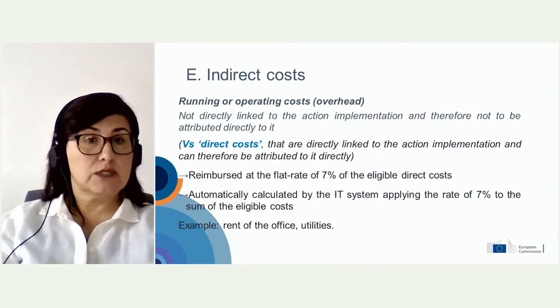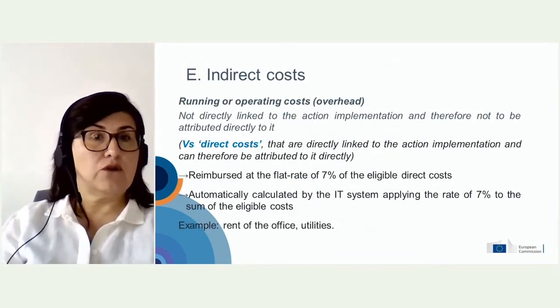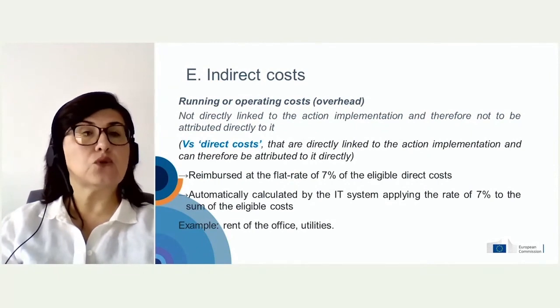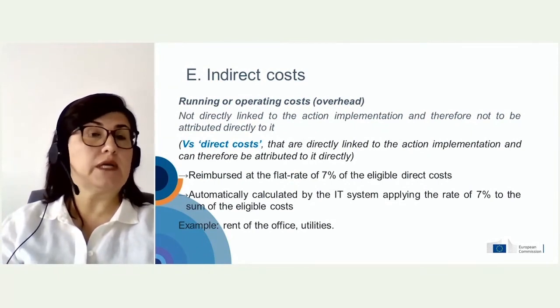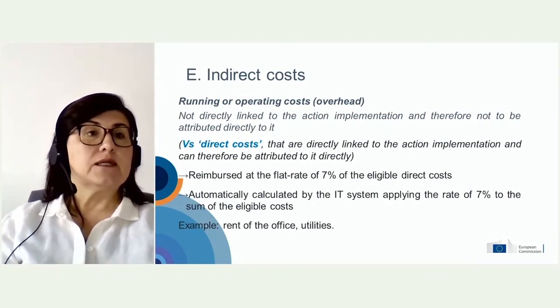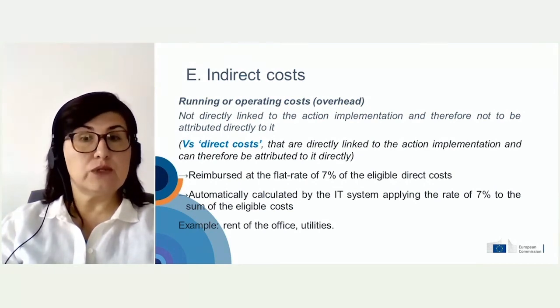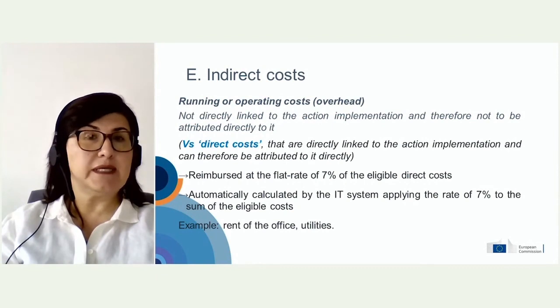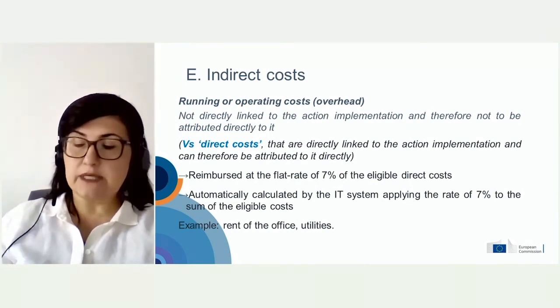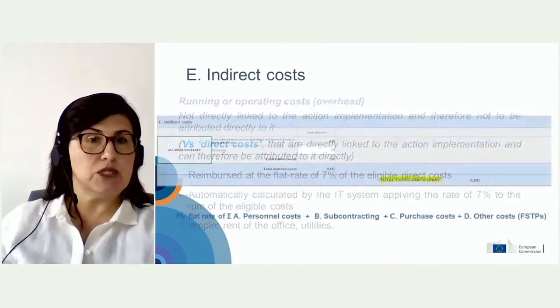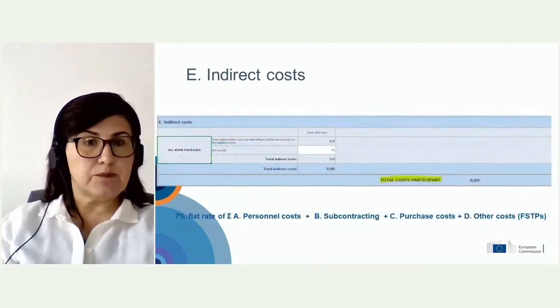The indirect costs are the last category of costs that you will have to budget. They are linked to the so-called overhead costs or running costs. That is, the costs like the rent of the office and the utilities that are not linked to the implementation of your project. They are reimbursed at a flat rate of 7%, which is automatically calculated in the detailed budget table, as it appears now.